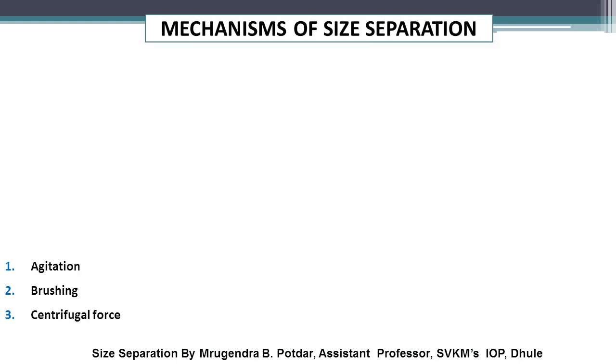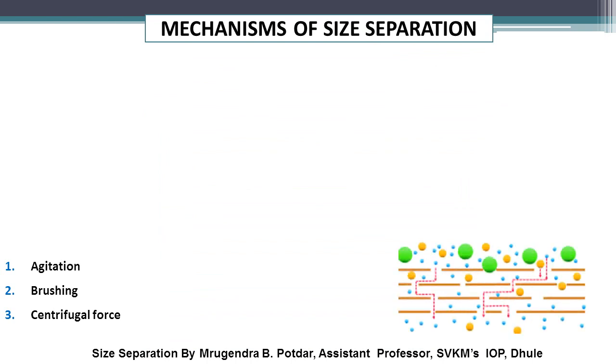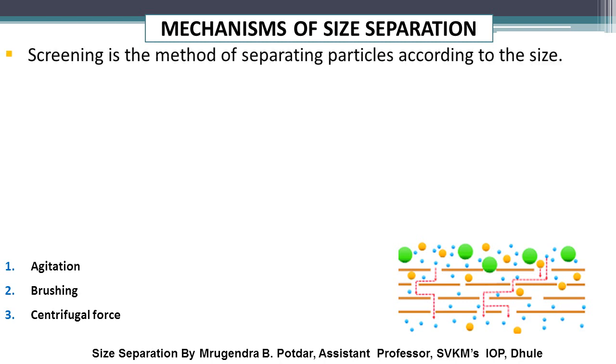Mechanism of size separation: how the actual size separations will take place, by which method, as per their particle size. Screening is the method of separating particles according to their sizes. As we know, for particle size separation we require a screen or sieve, and then we distribute the particles as per their sizes.